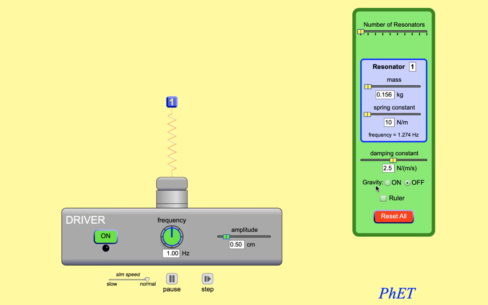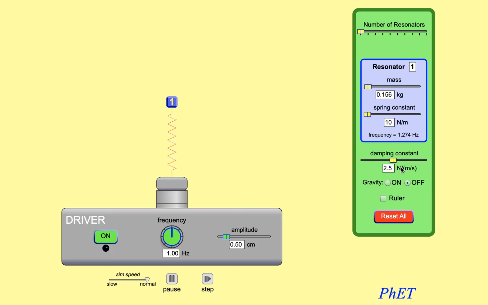Right now, the damping constant is at 2.5, which is set for critical damping. What this means is that critical damping has no oscillation in the spring, and the spring returns to its equilibrium position as quickly as possible. So let's see this in action. I pull it to the side, and it just goes shoop right there. Okay.